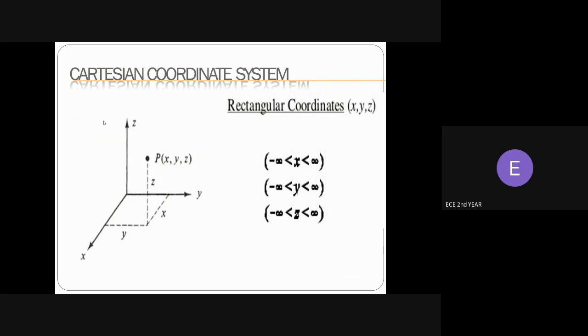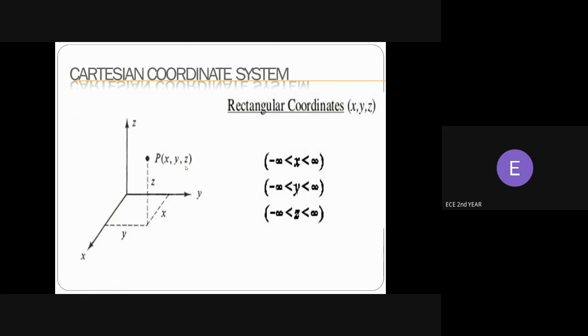If you want to represent a point, called P here, we are going to represent this particular point in the Cartesian coordinate system. The distance of this point from the three axes, x, y, z, is represented here. If you take a perpendicular distance, it will give you the z value. If you draw a parallel line to x, it will give you the x value. And if you draw a parallel line to the y axis, it will give you the y value.